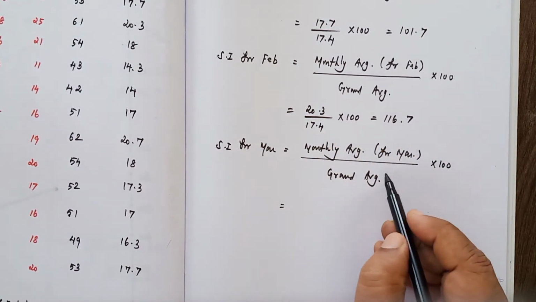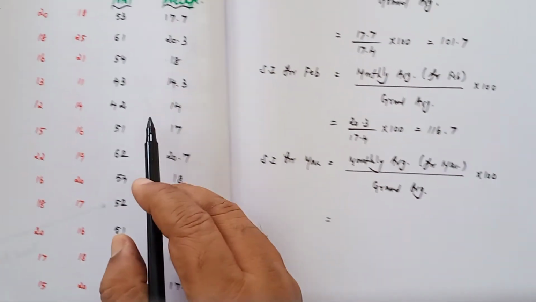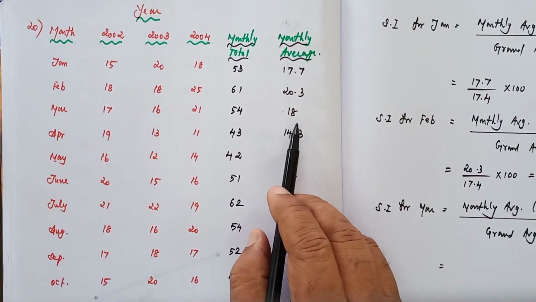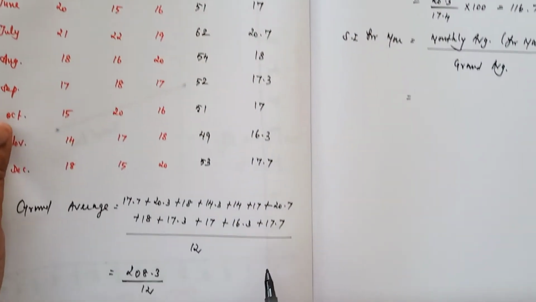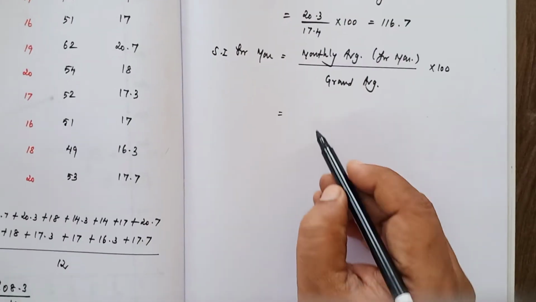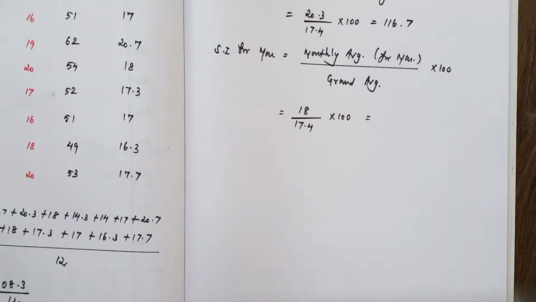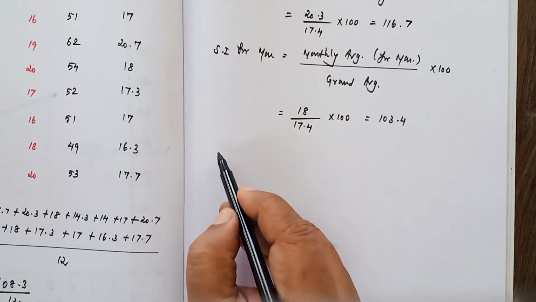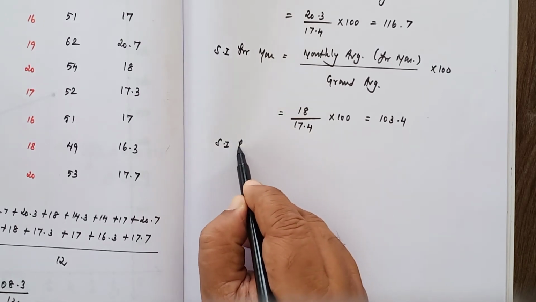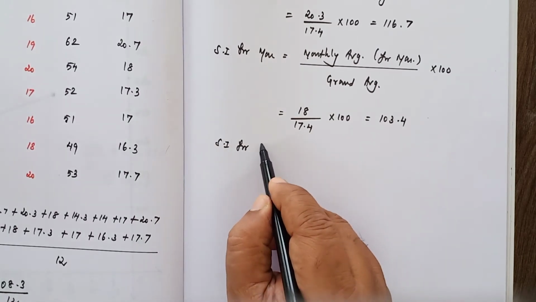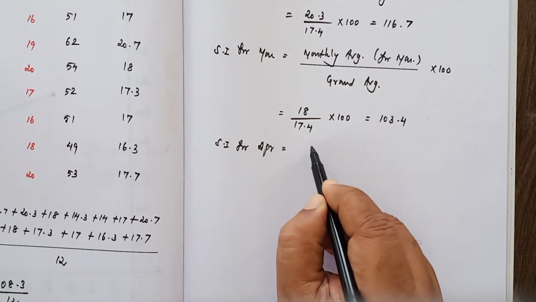That is equal to, for the month of March, the average is 18, and the grand average is 17.4. 18 divided by 17.4 into 100 is equal to 103.44. You write 103.4 approximately.